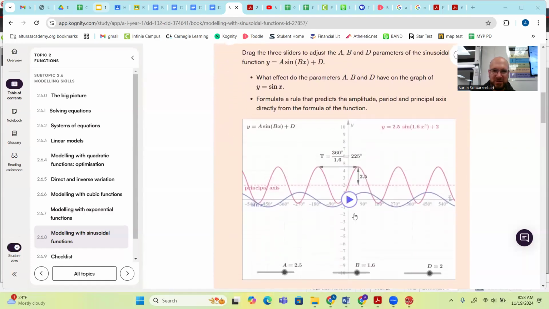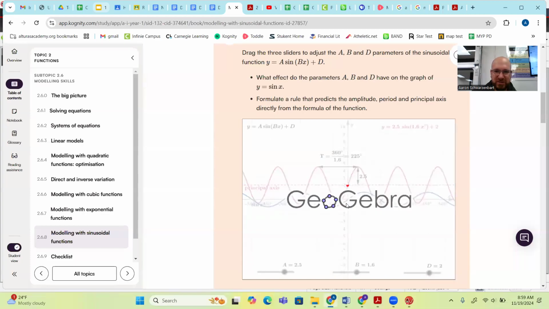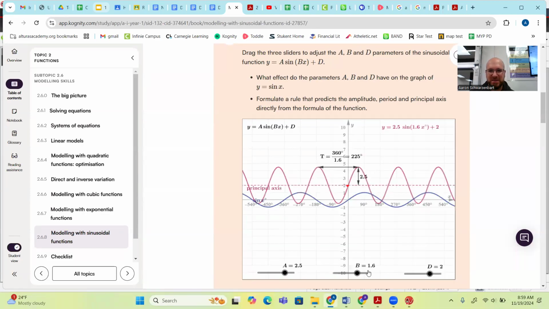So here we've got a couple of different functions. They are both sine functions, which means they cross the y-axis on their principal axis, or right in the middle. Okay. And I'm going to open this and show a little bit of playing around with it. So both of these, again, being sine functions.